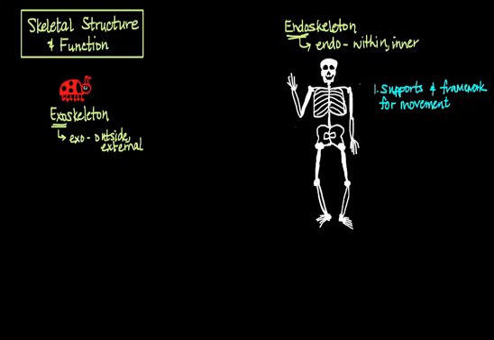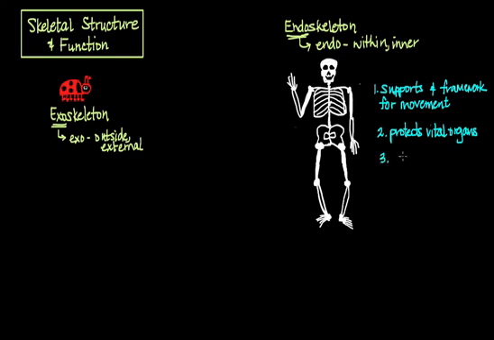Another important function of our skeleton is that it protects our most vital organs. So if you look at the skull, for example, it houses our brain, and the rib cage protects our heart and lungs and other organs.